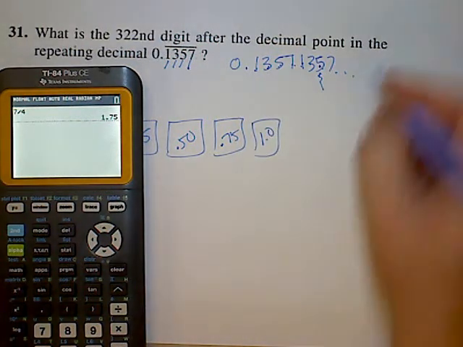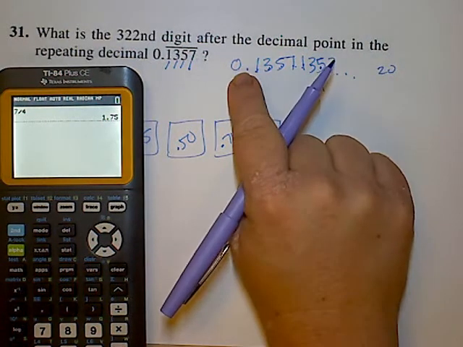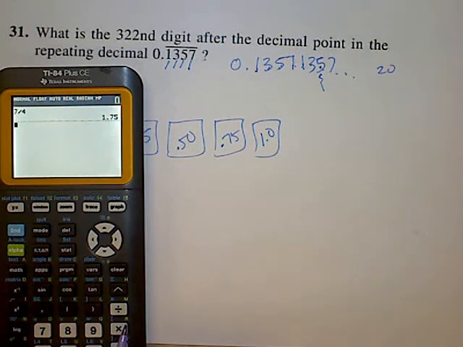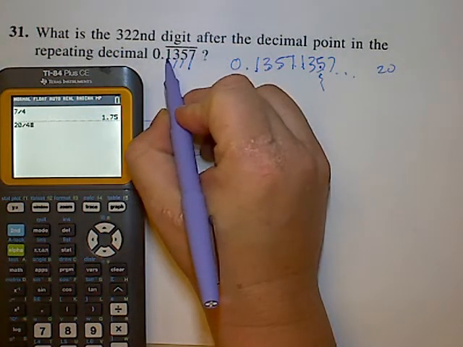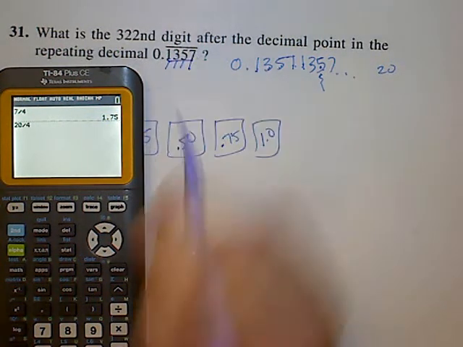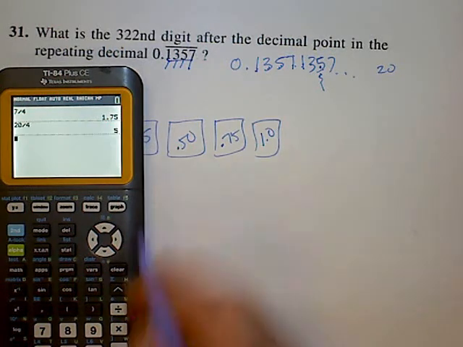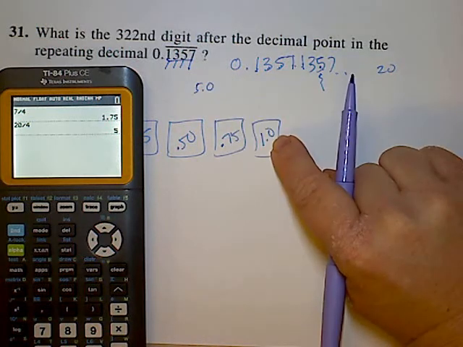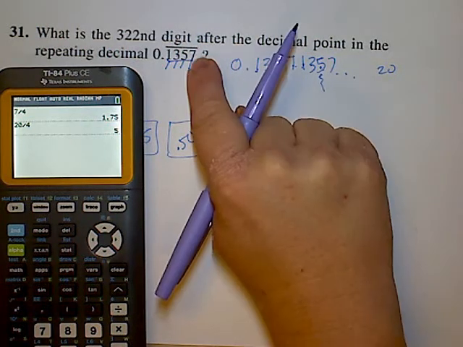But what if I said something like the 20th number? Well, you don't want to take time to write 0.1357, 1357 all the way out to 20. Again, taking 20 divided by 4, because there's 4 numbers in this cycle, gives you an answer of 5. So 5 is the same as 5.0, it ends in just a 0 by itself. So it would be the 4th number, it would be 7.